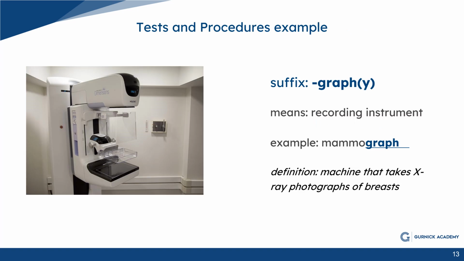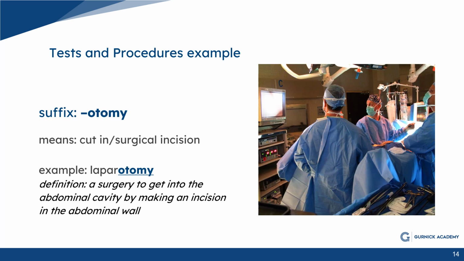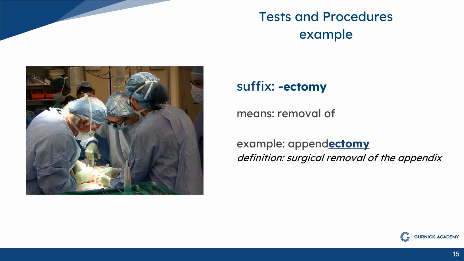For example, graph or graphy means recording instrument. An example of graph being used in a medical term is mammograph. Mammograph is the machine that takes X-ray photographs of the breast. Another example would be the suffix otomy, which means cut in or surgical incision. Used as a medical term example, this might be laparotomy, which means a surgery to get into the abdominal cavity by making an incision in the abdominal wall.